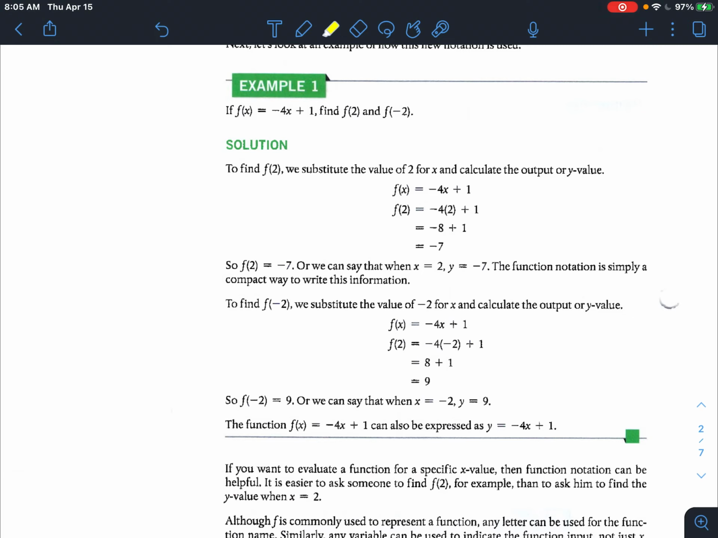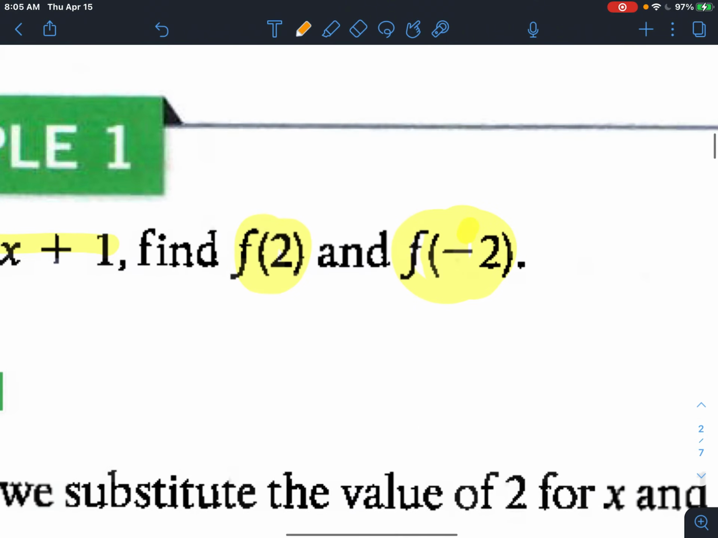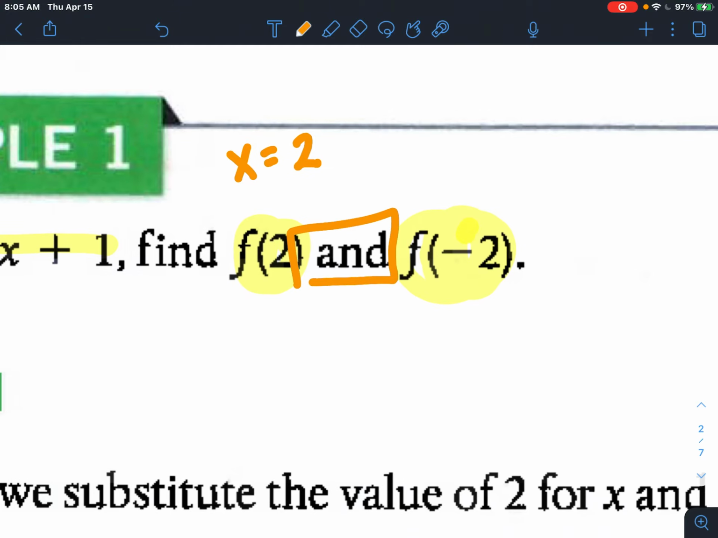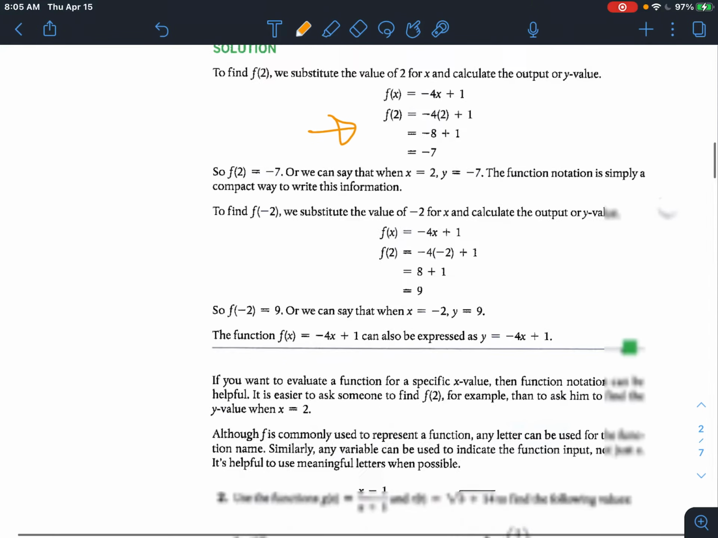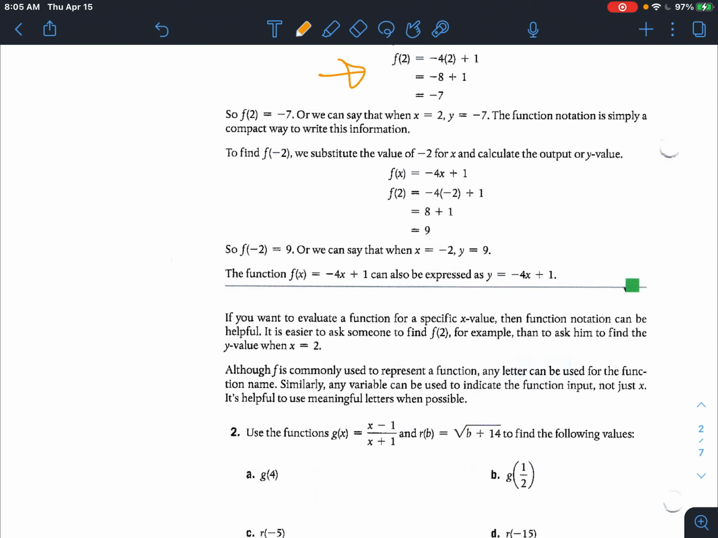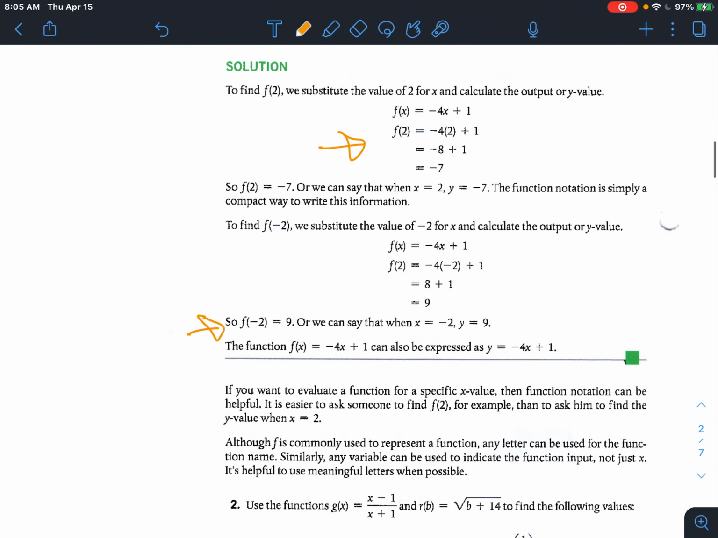Here's an excellent example where they give you the function f, and they're asking you to find f of 2 and f of negative 2. This is simply saying, when x equals 2, plug in 2, and totally separate, what happens when x equals negative 2, and then solve. So here's f of 2, and did they do negative? Oh, here's negative 2.